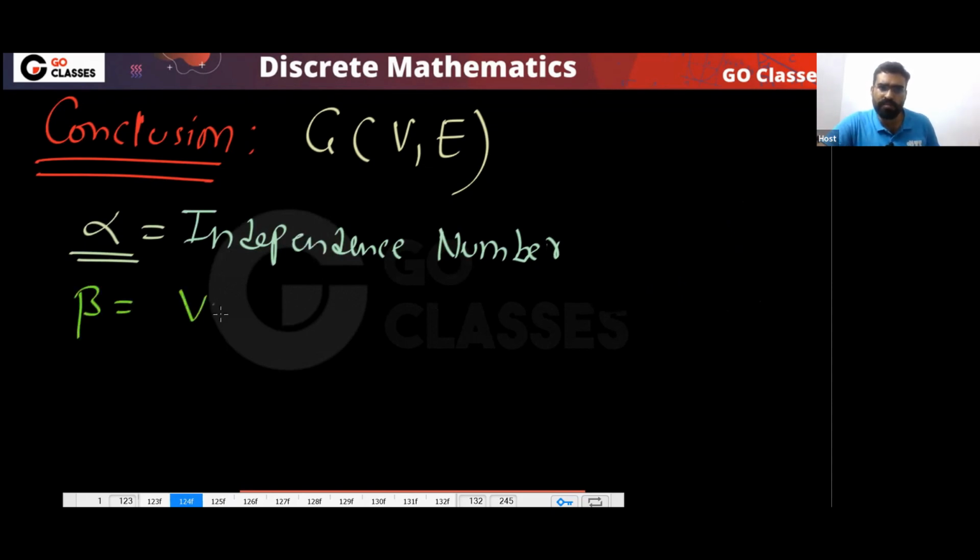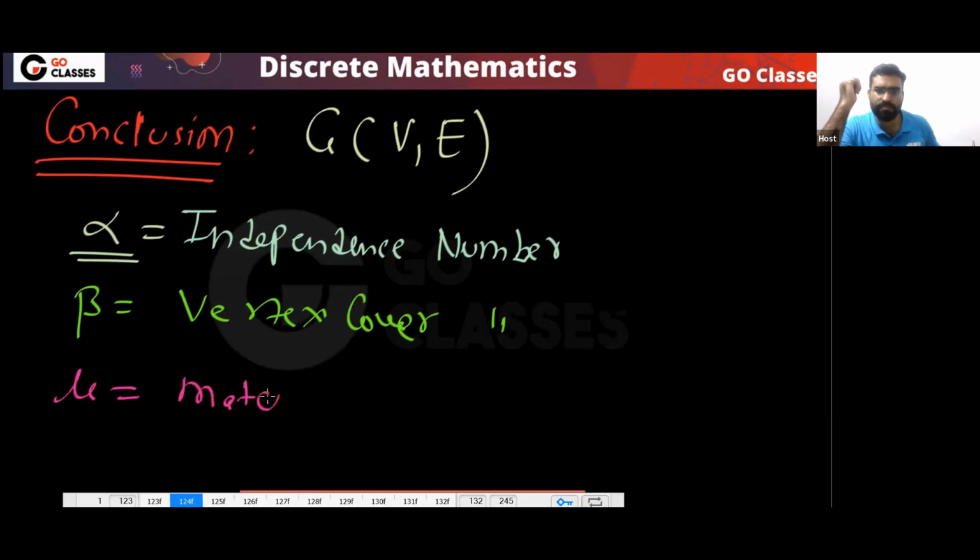What is beta? This is your vertex cover number, meaning the size of the minimum vertex cover. Then what is mu? This is the matching number, the size of the largest matching.